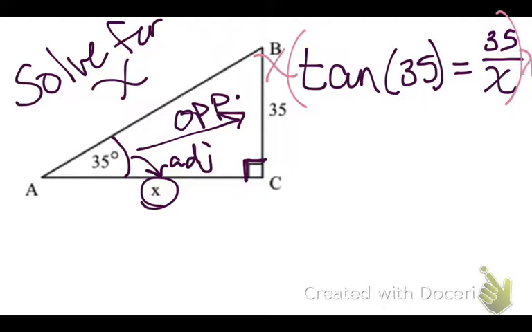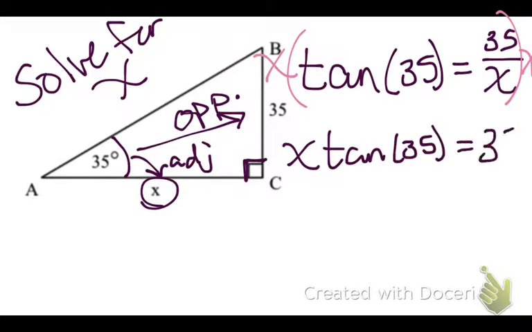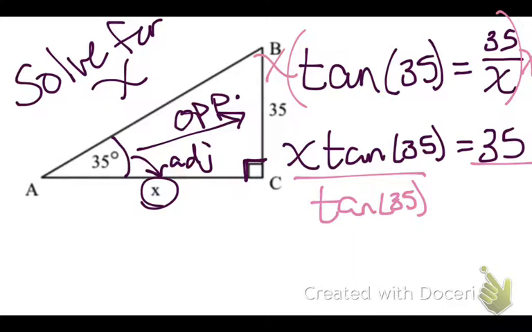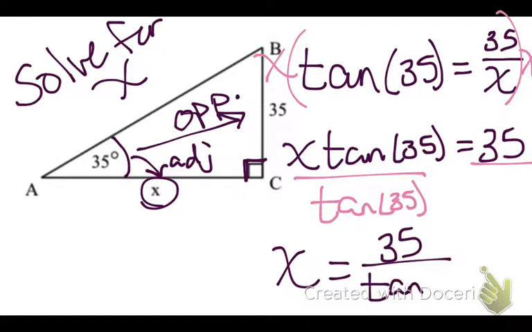Oh, x kind of fell off the side there. So now I have x tangent 35 equals 35. Ironic that these numbers are the same. And then I need to solve for x by getting it by itself and dividing the tangent of 35 degrees on both sides. So x equals 35 divided by tangent of 35 degrees.